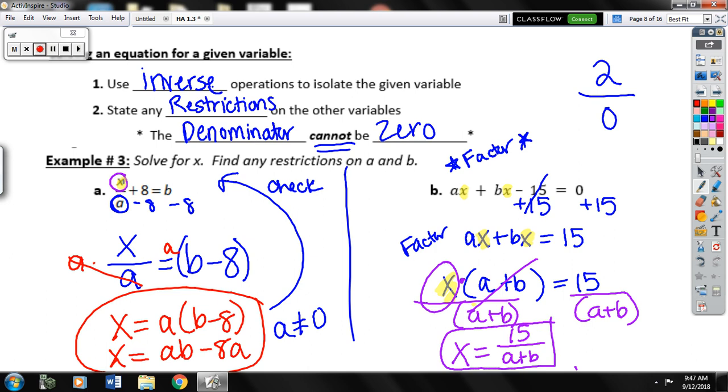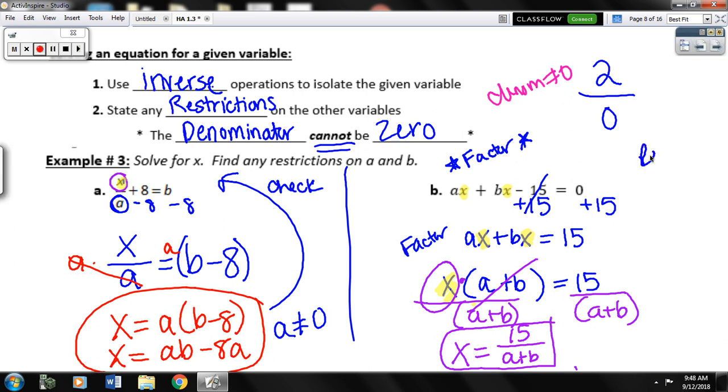All right, now restrictions. The restriction, again, is that the denominator cannot equal 0. So the denominator cannot equal 0. Well, the denominator in this case is a quantity. So the restriction will be the denominator, a plus b, cannot equal 0.